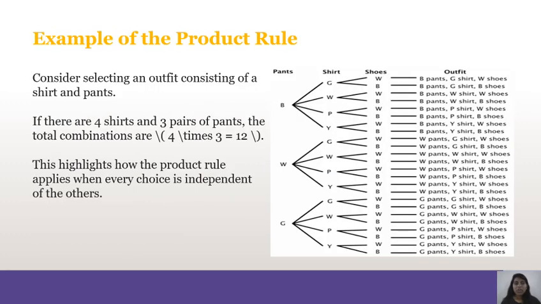Now let us see the examples of the product rule. Consider selecting an outfit consisting of a shirt and a pair of pants. If there are 4 shirts and 3 pairs of pants, the total combinations are 4 times 3, that is 12. This highlights how the product rule applies when every choice is independent of the others.